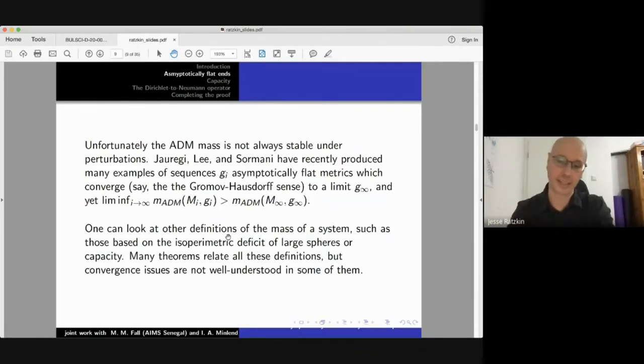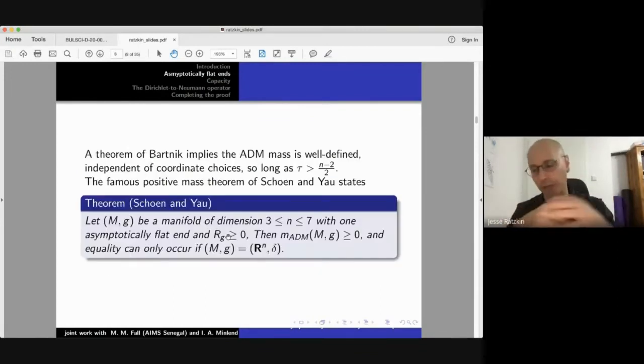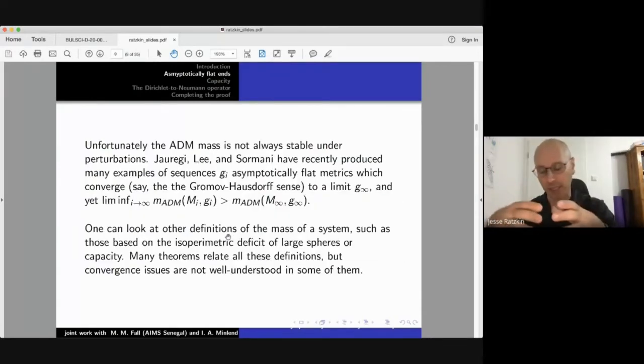And then there's been a lot of work on defining other notions of mass and trying to explore what kind of information mass gives you about the system in general. But unfortunately, this notion of an ADM mass and many other masses you find in relativity are not very stable under perturbations.